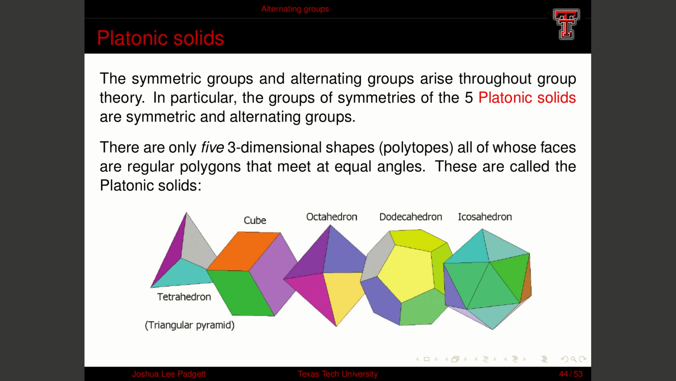A cube is 6 squares glued together. An octahedron is 8 triangles glued together in such a way that they all have equal angles at every single point. A dodecahedron is 12 pentagons glued together. And then an icosahedron is a bunch of triangles, right?